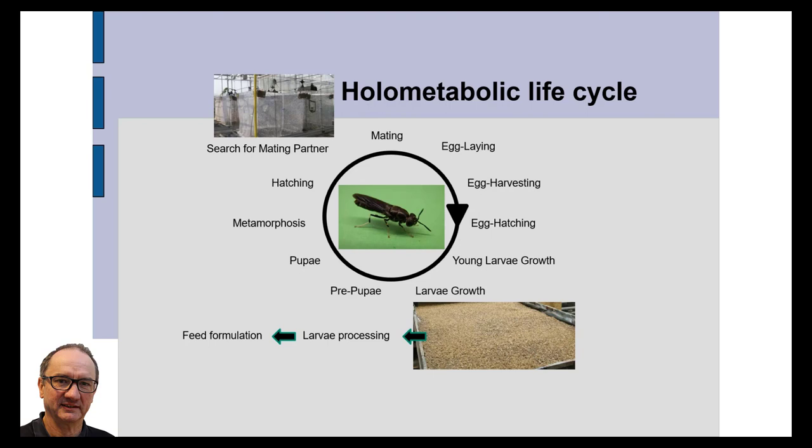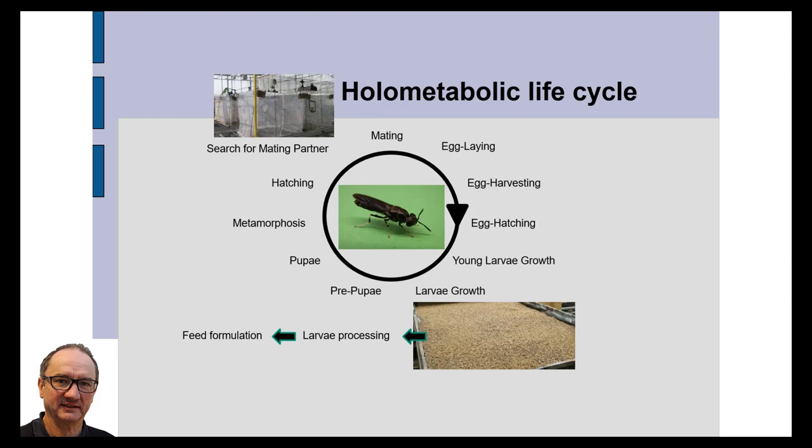For the mass rearing, for this cycle, we let about 10% of the larvae, L4 larvae stage, complete this cycle. 90% go to larvae processing. We kill them, especially with heat. Of course, in the industry, people talk about inactivating and devitalization. However, we cannot slaughter insects by definition. They are alive and then they are killed afterwards. And then we go into the feed formulation. Next slide, please.